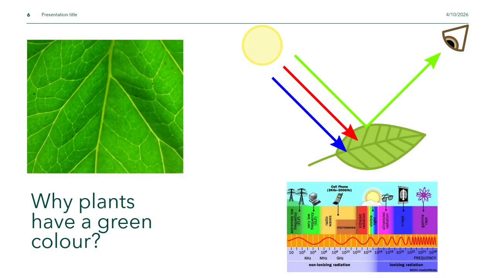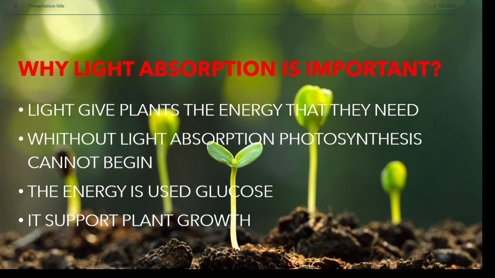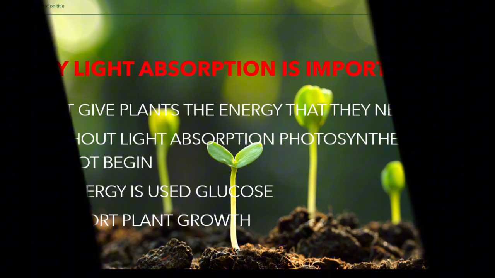A plant appears green in color not just because it absorbs the green color from the sun, but because it absorbs red and blue light, while the green color is reflected into our eyes. That's why a plant appears green in color. Light absorption is very important in plants because without light absorption, there is no photosynthesis.